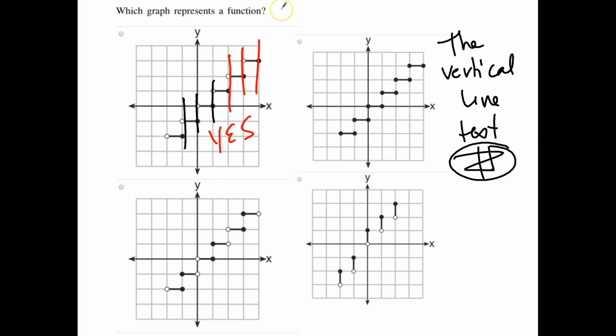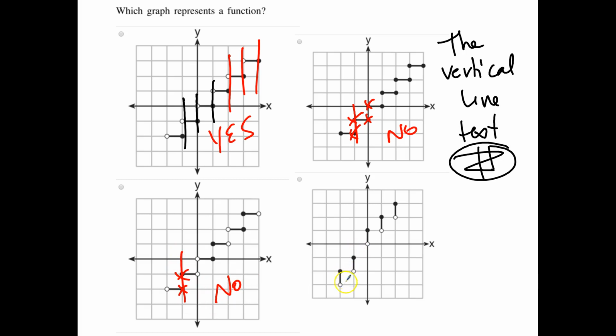Which graph represents a function? Oh, I already found the answer so far. Okay, well, let's see why not. No, you're not a function. No, you cross there. See them closed dots? No, you're not a function. Ooh, you cross there and there. No, you're not a function.